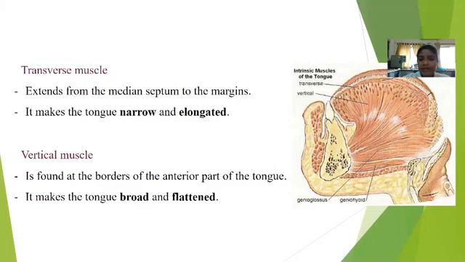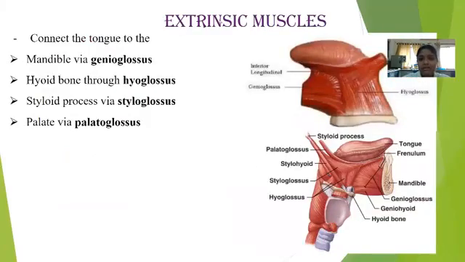Vertical muscle: it is found at the borders of the anterior part of the tongue. It makes the tongue broad and flattened. Coming to extrinsic muscles, there are four extrinsic muscles. They connect the tongue to the mandible through genioglossus, hyoid bone through hyoglossus, styloid process through styloglossus, and palate through the palatoglossus.